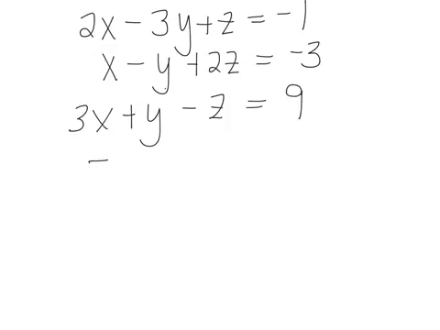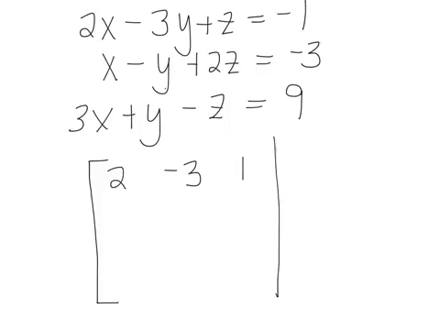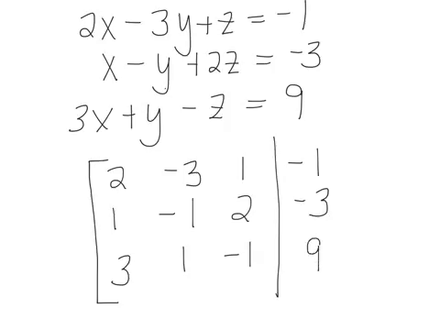So what you're going to do is use a bracket, and we're going to take all of the coefficients and write them. So we've got 2, negative 3, and 1. I'm going to draw a line down, and on the other side of that line is where we put what's on the other side of the equal sign. So our next row is going to be 1, negative 1, 2, and on the other side is negative 3. And then we've got 3, 1, negative 1, and on the other side is a 9. There's our matrix.